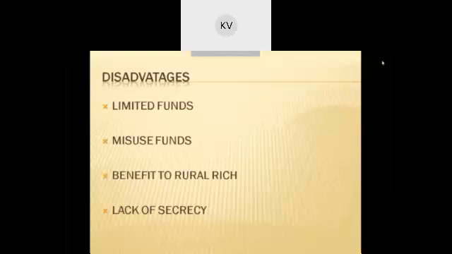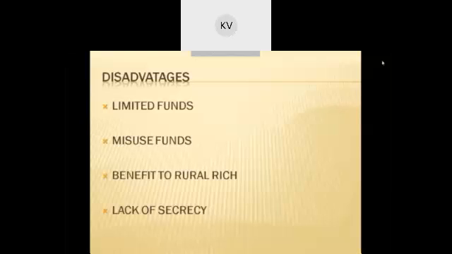Many cooperative societies have faced financial troubles and closed down because of corruption and misuse of funds. So many cooperative societies were closed because of this corruption. Okay, and then benefits to the rural rich.